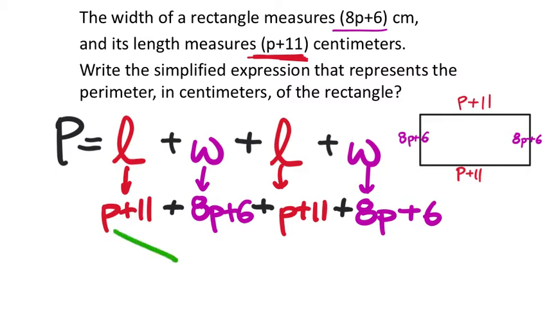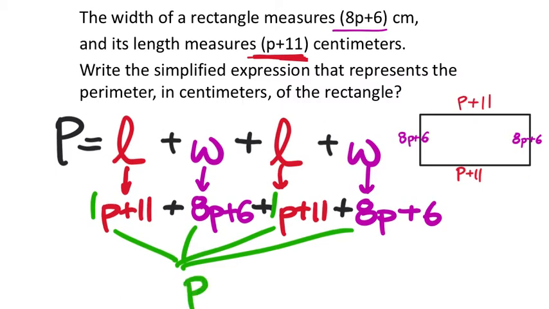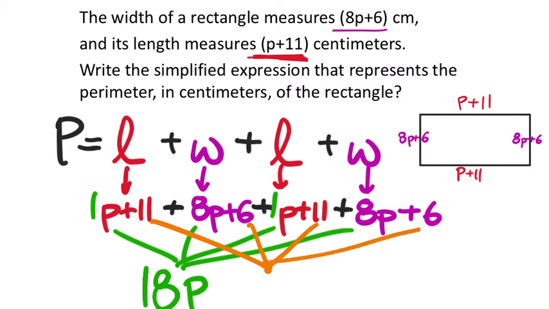So I'm going to start by combining the p's because it's the first term. And again, it may be helpful to see the ones there. So I have 1p. I'm dealing with p terms, but 1 plus 8 is 9, plus 1 is 10, plus 8. That gives me 18 total p's. Now I'm ready to combine the constants. I have 11 plus 6 plus 11 plus 6. And that should be a total of positive 34.